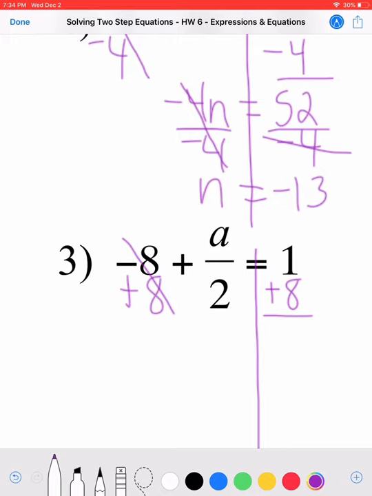So, we cancel that 8 out. Then we have 1 plus 8. That equals 9. We bring everything else down that we have not used. Okay? This is saying A divided by 2. So what is the opposite of division? I hope you said in your head just then, multiplication, because that's what it is. So we're going to multiply both sides by 2.